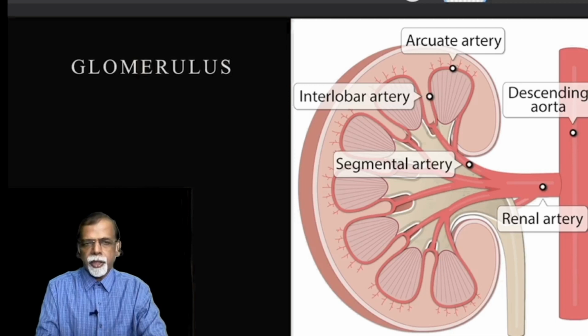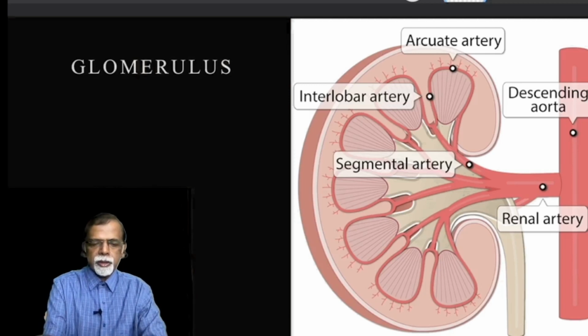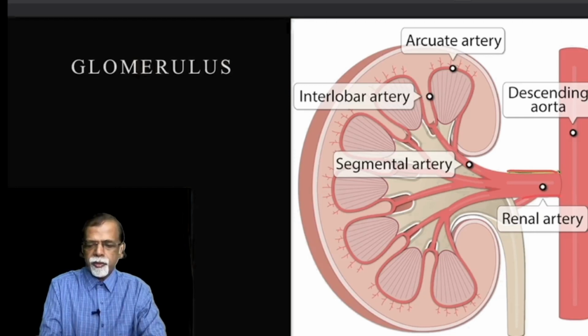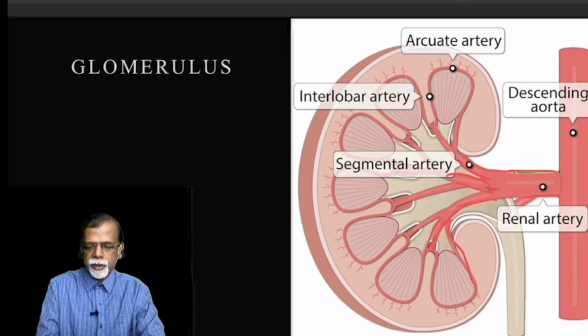Now going back to the blood supply of the kidney, 25% of the cardiac output is reaching the kidney, and it is through the renal artery. The renal artery is a branch of the abdominal aorta. The renal artery divides into segmental branches. The segmental branches divide into the interlobar arteries. So here you can see they are passing between the lobes of the kidney, so they are called the interlobar arteries.